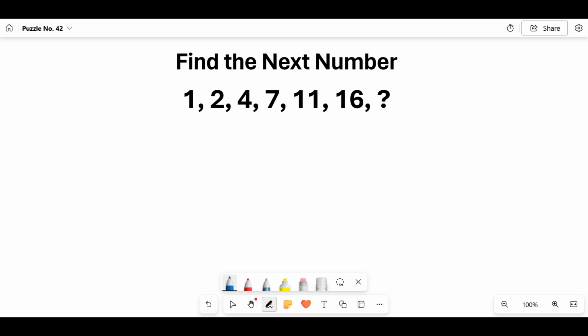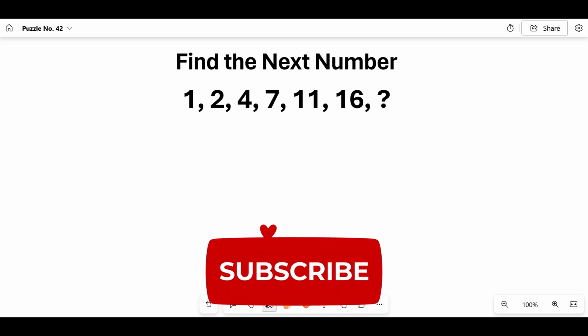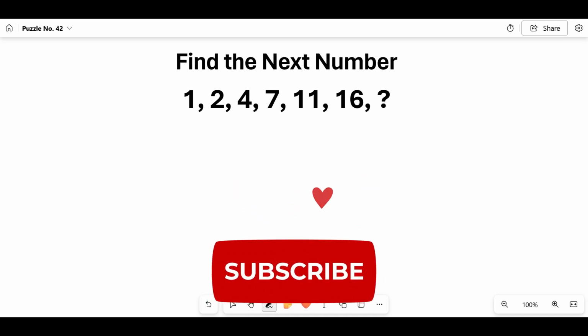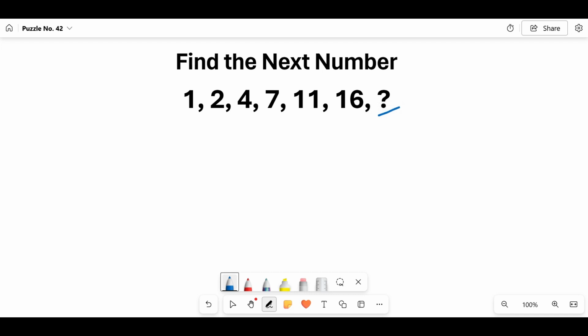So in the previous puzzle I had given this for you guys to solve, but nobody has solved it. So let us begin puzzle number 42. The puzzle is: find the next number. The series they have given is 1, 2, 4, 7, 11, 16 and then there is a question mark. So we need to find the answer for this question mark.